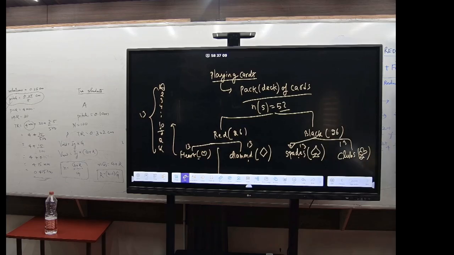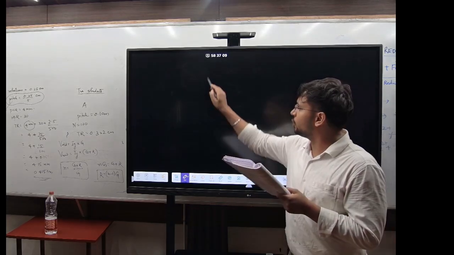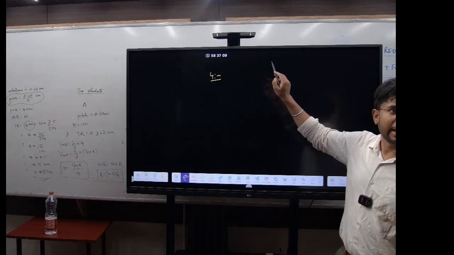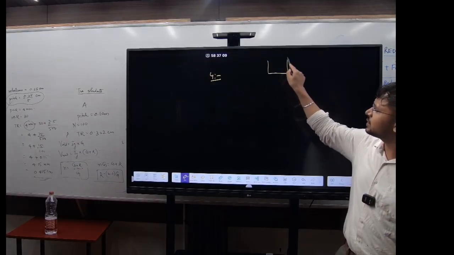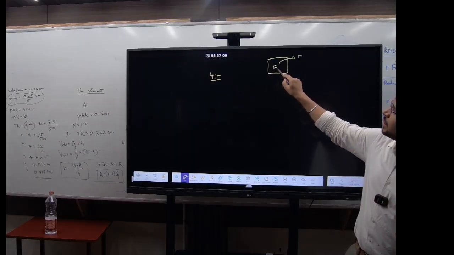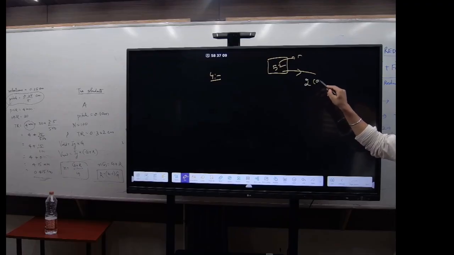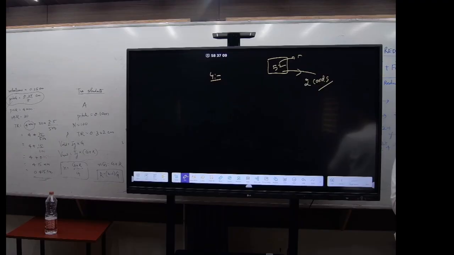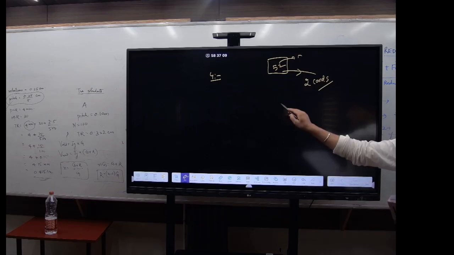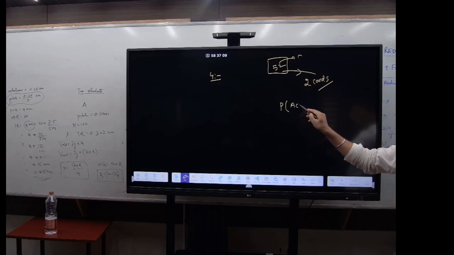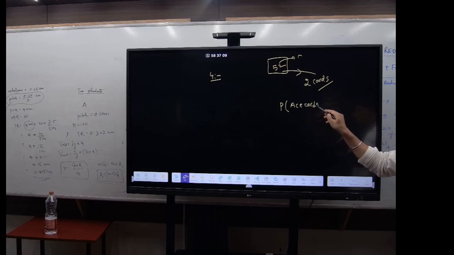Done. Now see question number 4. What is written? 2 cards are drawn from a pack of cards. I know this has 52 cards. And how many cards are drawn? 2 cards are drawn. Now what is the question? What is the probability that the 2 cards which you are going to draw, both cards should be ace cards? Both will be ace cards.